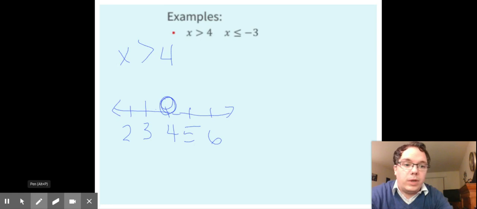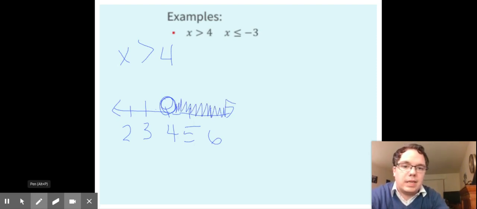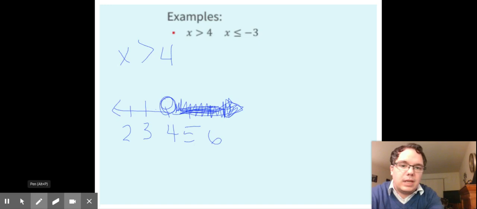So now we can test a point. Is 5 greater than 4? Yes, it is. Is 6 greater than 4? It is. Is 3 greater than 4? It's not. So our answers that make our inequality true are on the right side here. So we are going to shade in that direction, and we just shade it along the number line and then try to make a nice arrow.